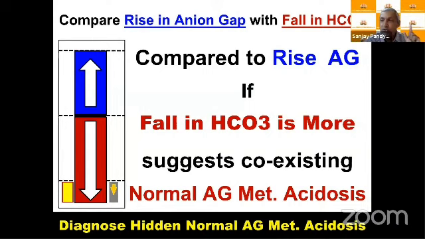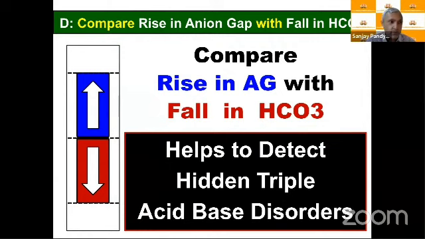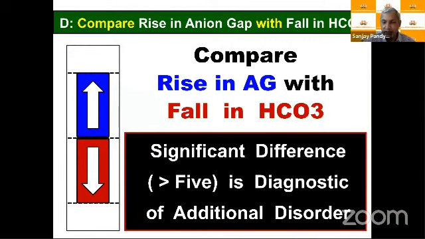It helps us to diagnose triple disorder. So compare rise in anion gap with fall in bicarbonate, which helps us to detect hidden gain. Gain occurs in metabolic alkalosis, and therefore fall in bicarbonate reduces, or hidden loss. When there is hidden loss, fall in bicarbonate will be more, and that helps us to diagnose triple disorder in a patient with acid-base disorder. So it's important to remember that a difference of more than 5 is significant. If it is just 1 or 2, it's not significant.